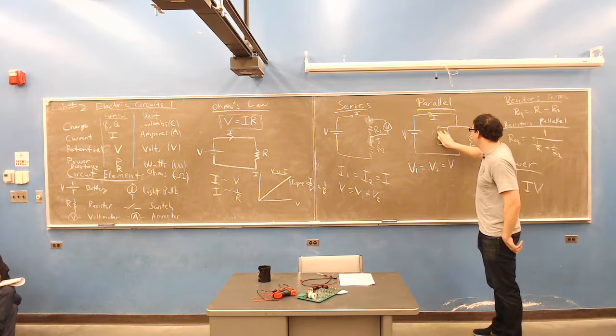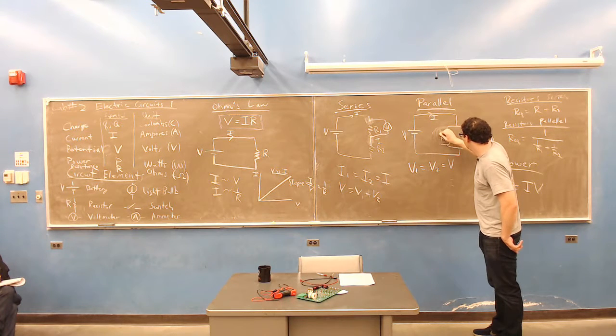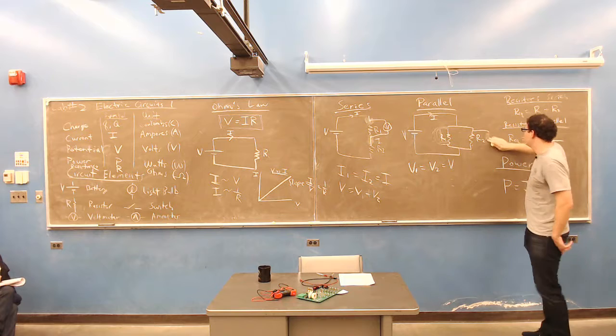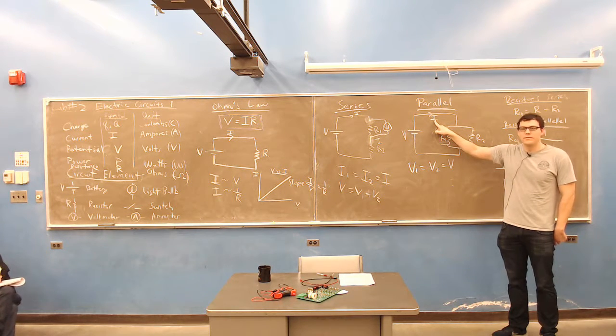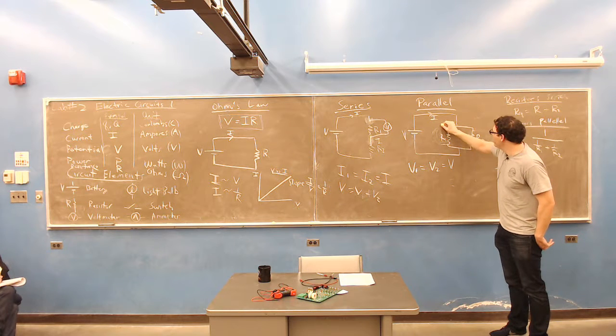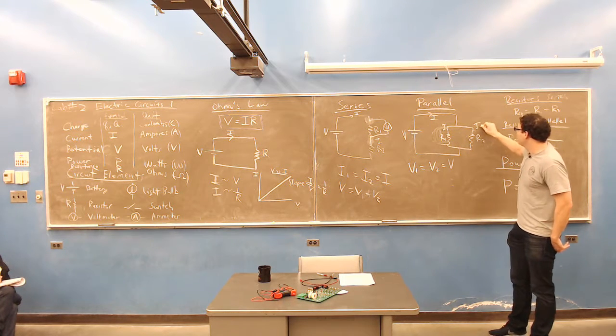The next question you'll ask is, what about currents? So the current here is I. It's the total current. And then we have a current going through here, which I'm going to call I1, and another current going through here called I2.